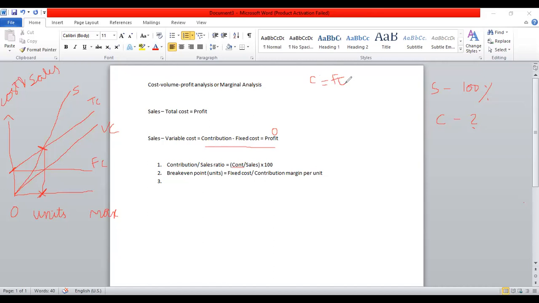But what did we write here in the equation? For example, if we have to find out cost per unit, how do we calculate it? Total cost divided by number of units.